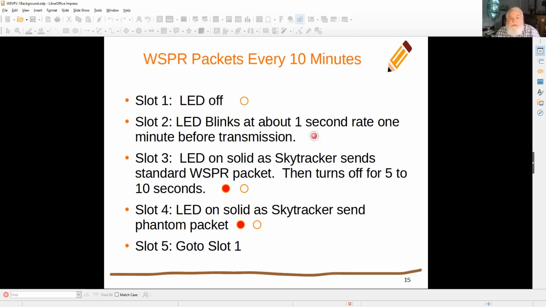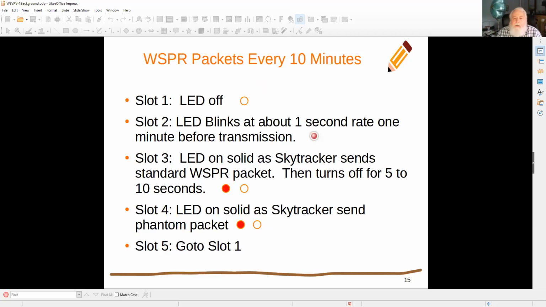Now here's the sequence here. In the first slot, the LED is off. And then about 1 minute before the first transmission, the LED comes on. It blinks at approximately a 1 hertz rate here, or one pulse per second, and it does that for about a minute here.